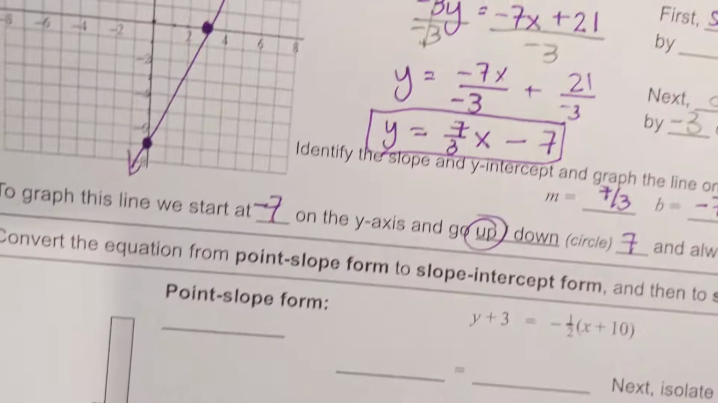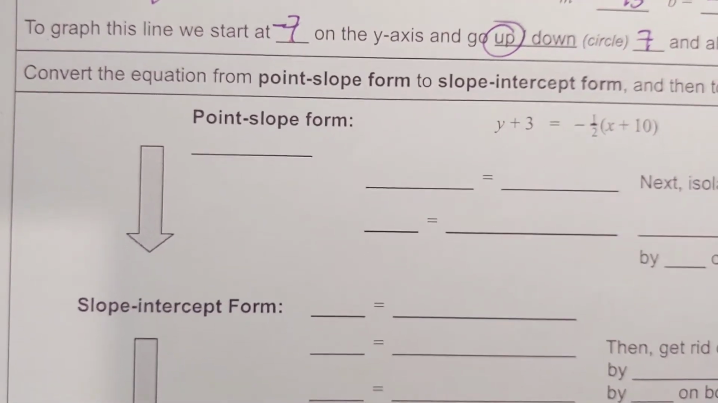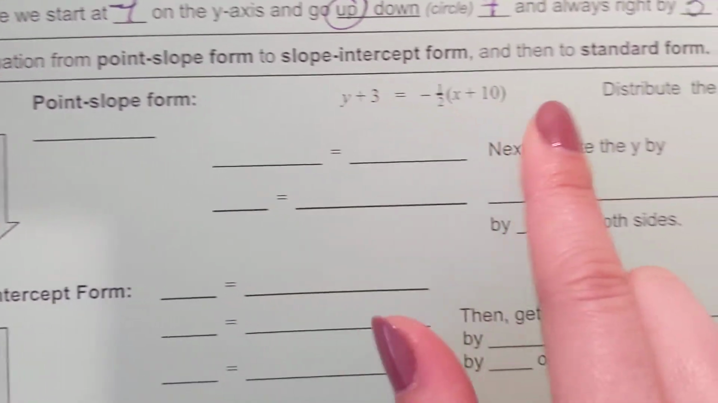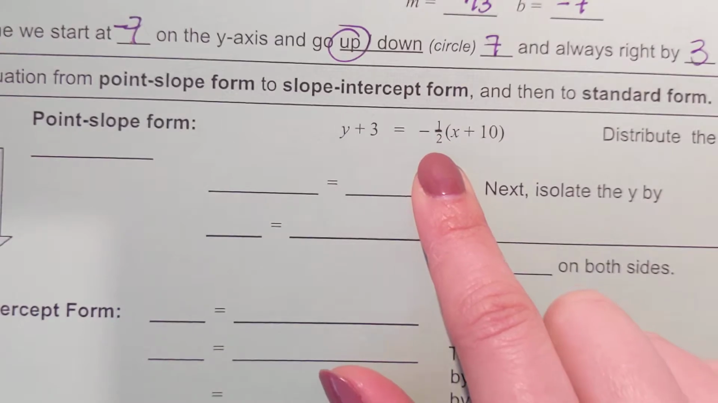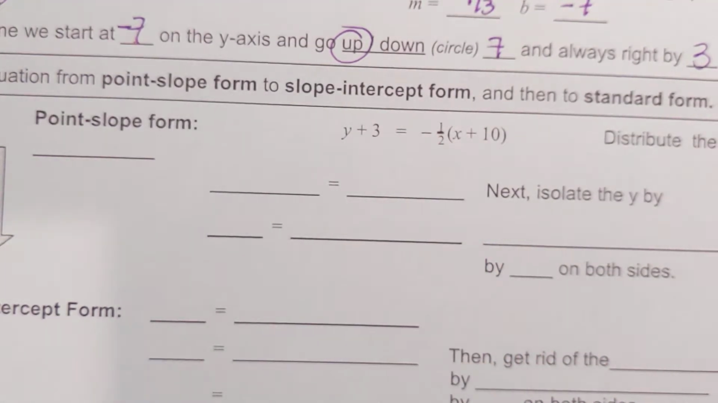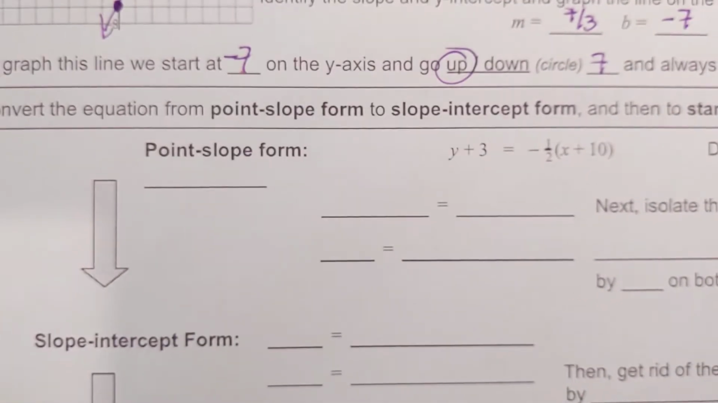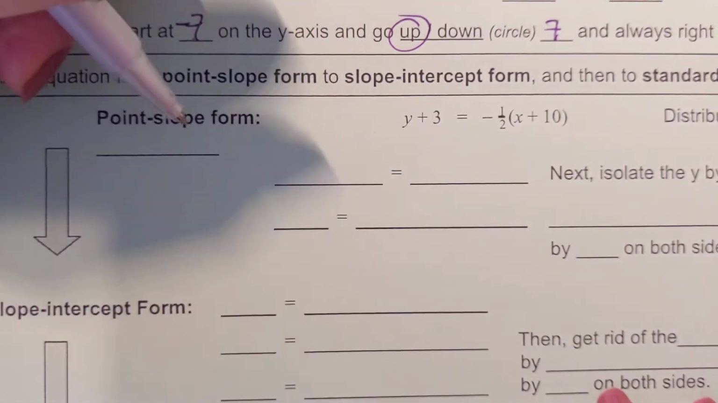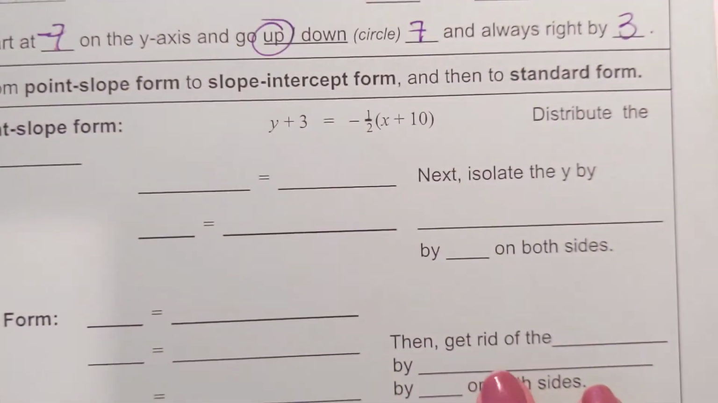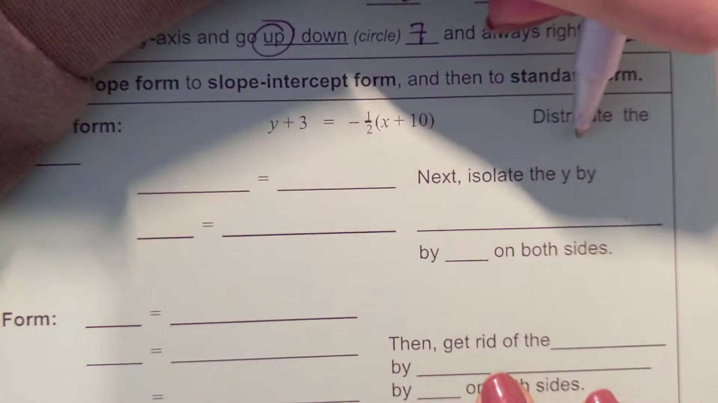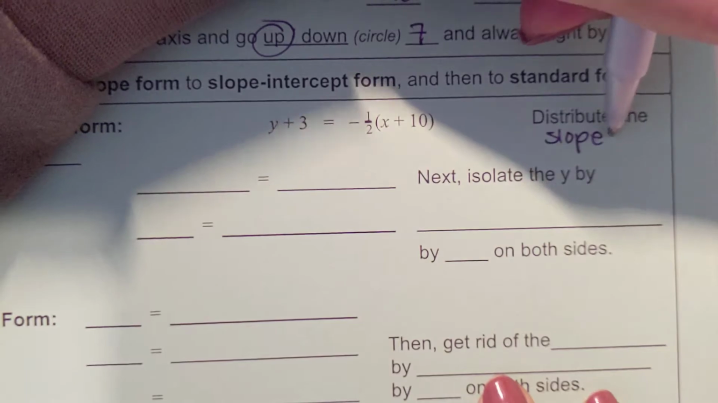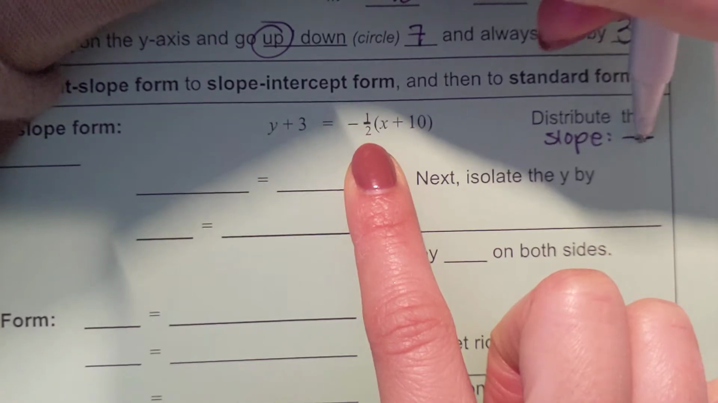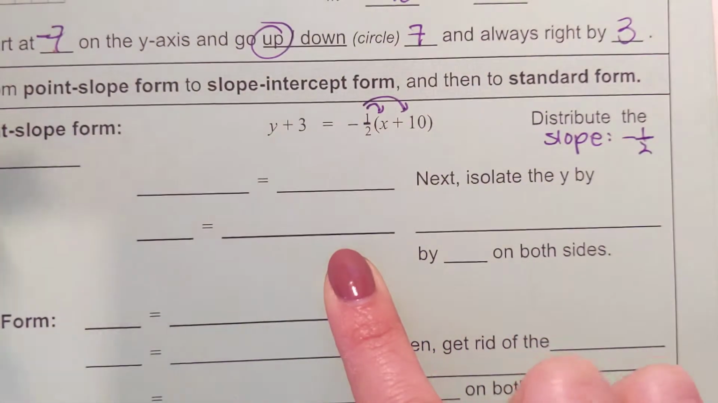So next, we're going to convert this equation that is in point-slope form to slope-intercept form and standard form. So we're starting with this, and then we're going to kind of go through the motions and get them in all the forms. So this is point-slope form. The first thing I'm going to do is distribute the slope. This is my slope, -1 over 2. So that needs to get distributed to both.